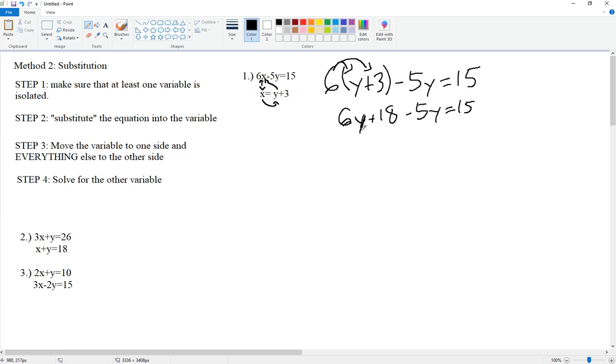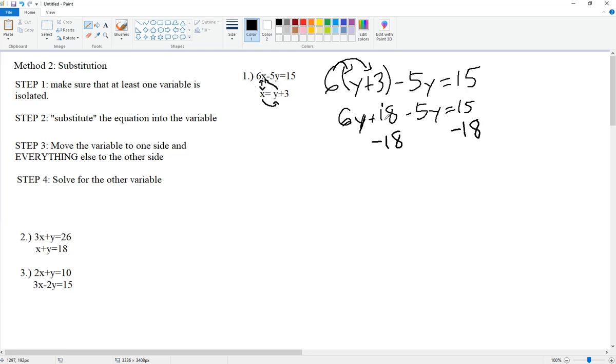Then from here, step 3: move the variable to one side and everything else to the other side. I personally like to keep my variables on the left. You can put yours on the right; it doesn't matter. Since these y's are already on the left side, I'm not going to mess with it. So I have 6y and 5y here. I'm going to move this 18 because I want to move everything that's not y away. So I'm going to subtract 18 from both sides.